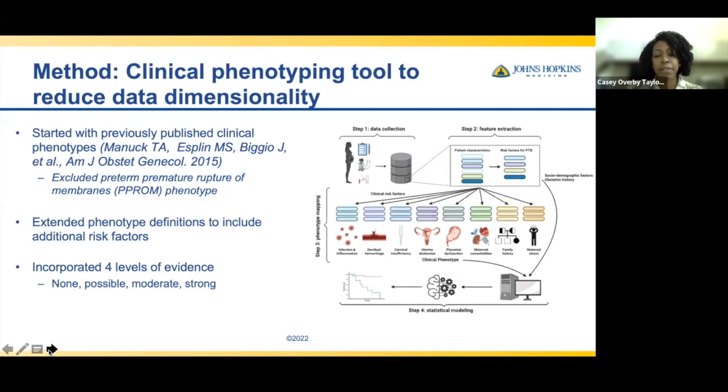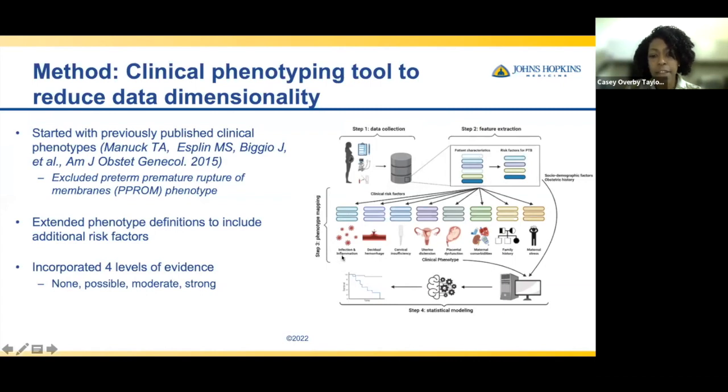An important aspect of the modeling is that we incorporated levels of evidence of whether or not somebody had a particular clinical phenotype. And those levels were none, possible, moderate, and strong. This figure shows that we already went through step one, which was drawing from an existing data set. Step two was the feature extraction from that data set. And then the third step was the phenotype mapping of those features into these different clinical phenotypes.